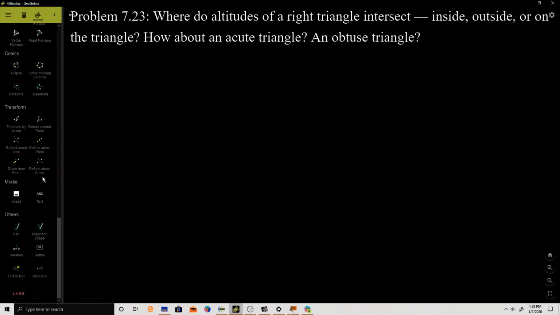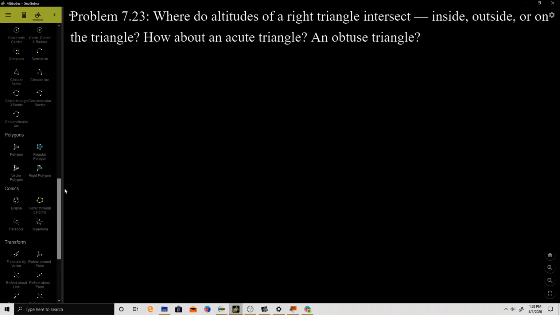Hello everyone. So let's tackle our next problem with altitudes. Problem 7.23. Where do the altitudes of a right triangle intersect? Inside, outside, or on the triangle? How about an acute triangle? How about an obtuse triangle?